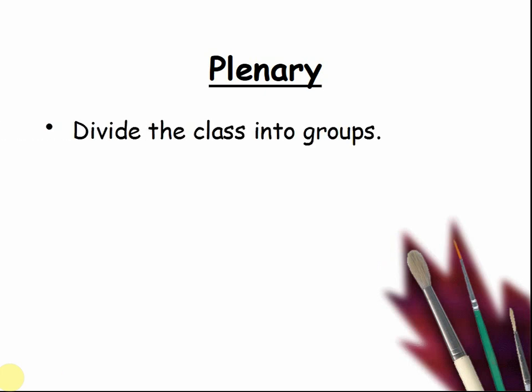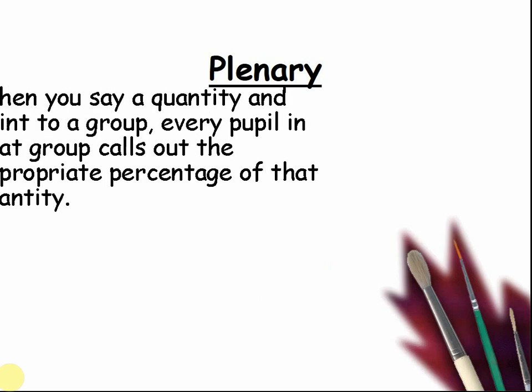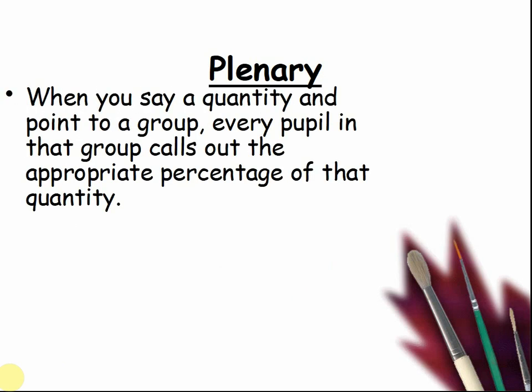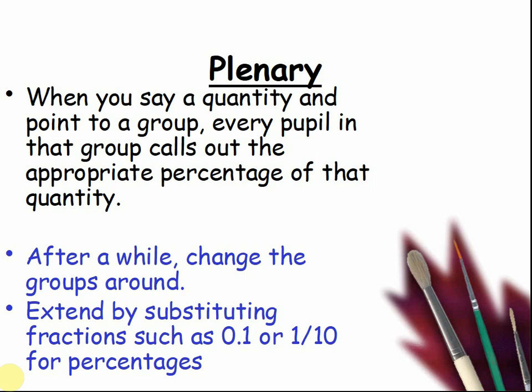Divide the class into groups. Ask each group to choose one of the following percentages. Pause the video while you do it. When you say a quantity and point to a group, every pupil in that group calls out the appropriate percentage of that quantity. After a while, change the groups around. Pause the video and play the game. Extend by substituting fractions such as 0.1 or 1/10 for percentages. Pause the video and play the game.